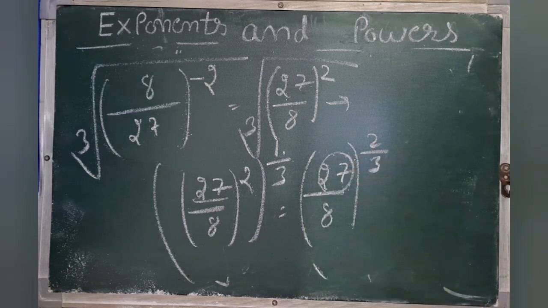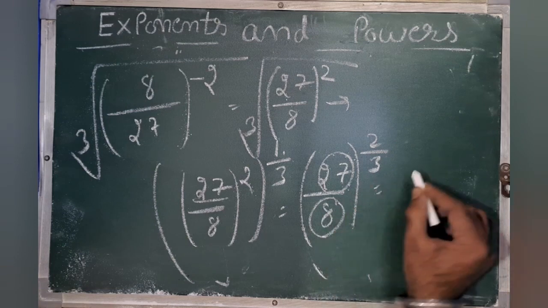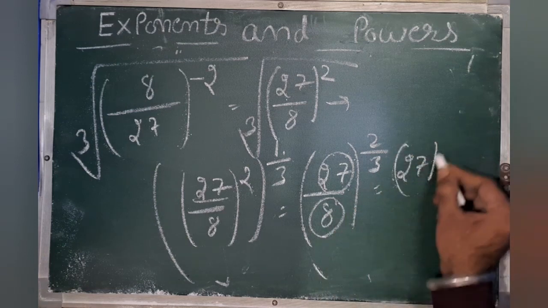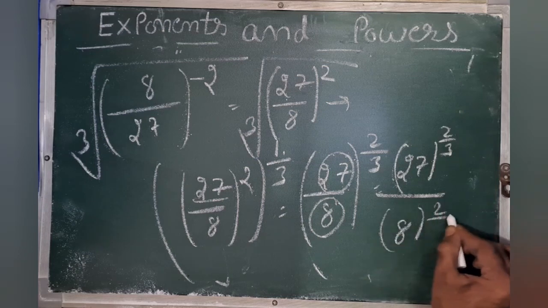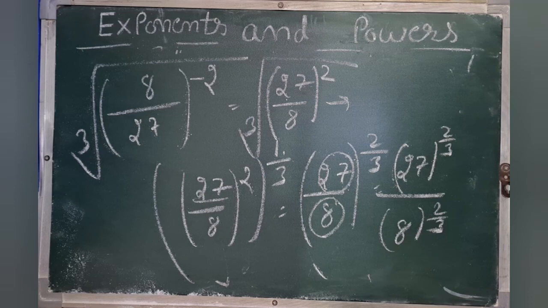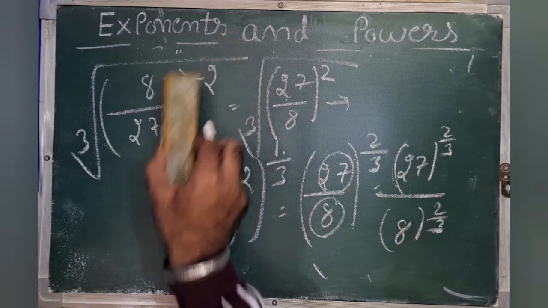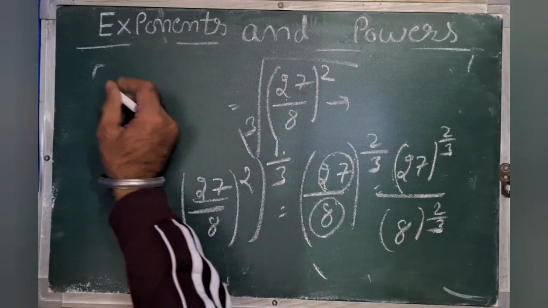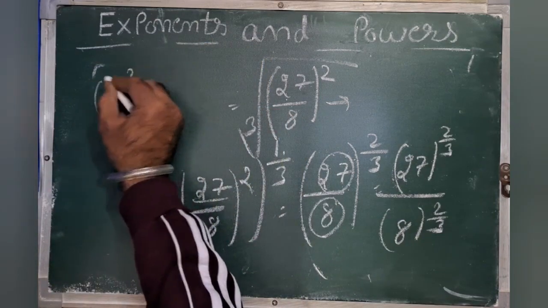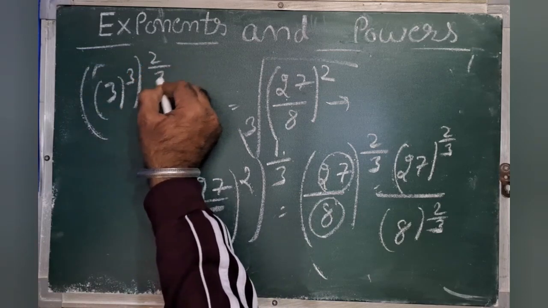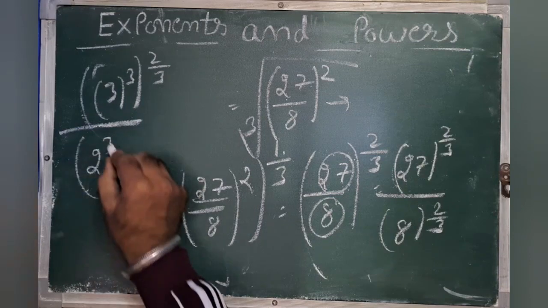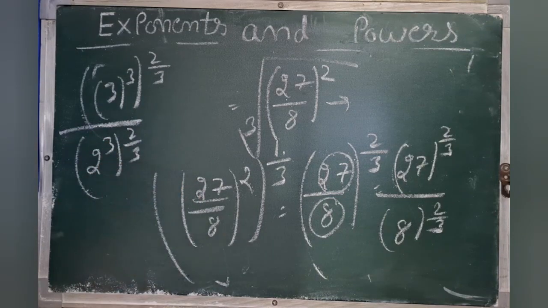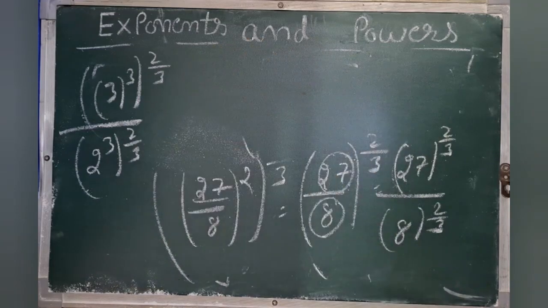Now 27 and here is 8. So 27 has power 2 by 3, and upon 8, that is also power 2 by 3. Right? So how can we write 27? 27 we can write like 3 power 3 and the whole power 2 by 3, and 8, how can we write 8? 2 power 3, then whole power 2 by 3. Now what is the next step?